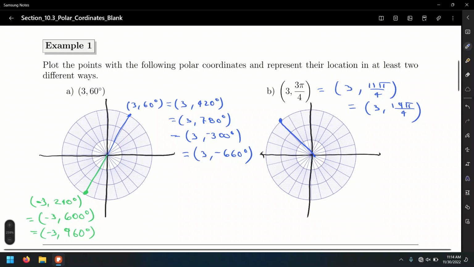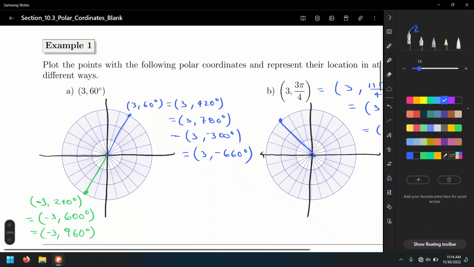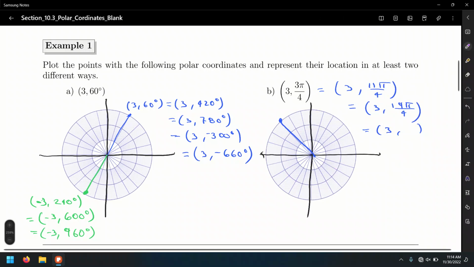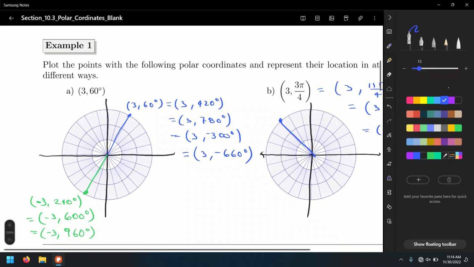Can we go in the opposite direction? Of course. So if we go in the opposite direction, I'm going to go back to some negative angle. And what's that negative angle? That negative angle will be negative, let's see, I believe that's a negative 5 pi over 4, right? Negative 5 pi over 4.